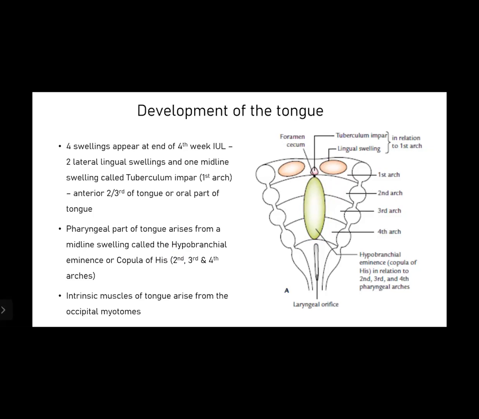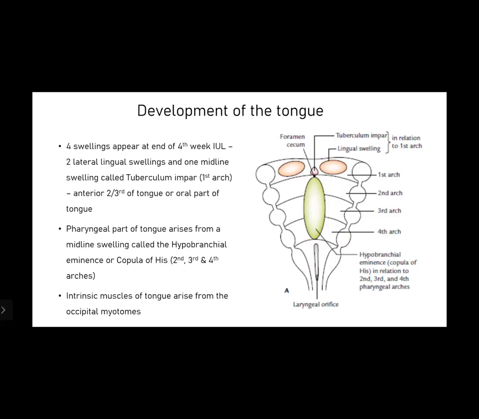Okay, the intrinsic muscles of the tongue arise from what we call the occipital myotomes. The intrinsic muscles of the tongue are supplied by the hypoglossal nerve, because the occipital myotome innervation is the hypoglossal nerve. Okay, so you can see that this is the laryngeal orifice, which we will talk about further when we talk about the larynx.